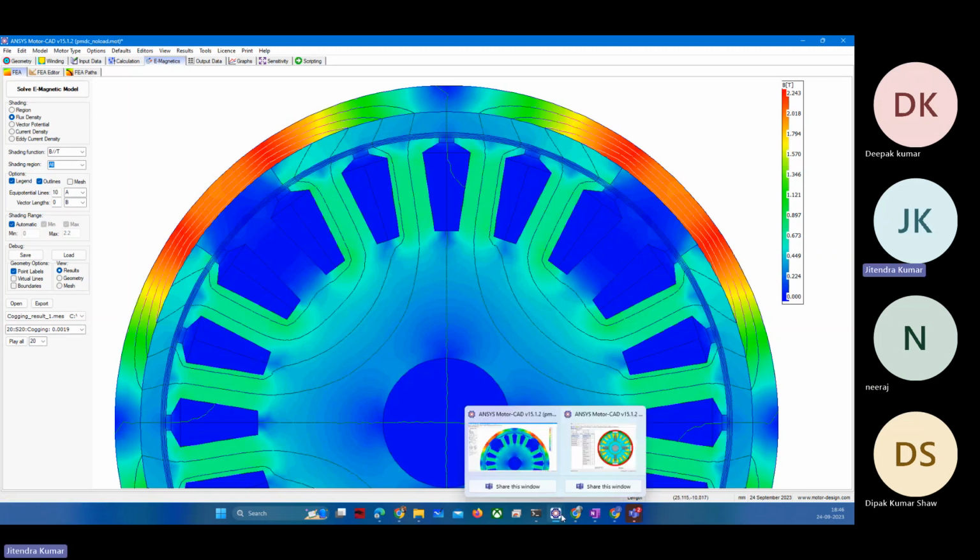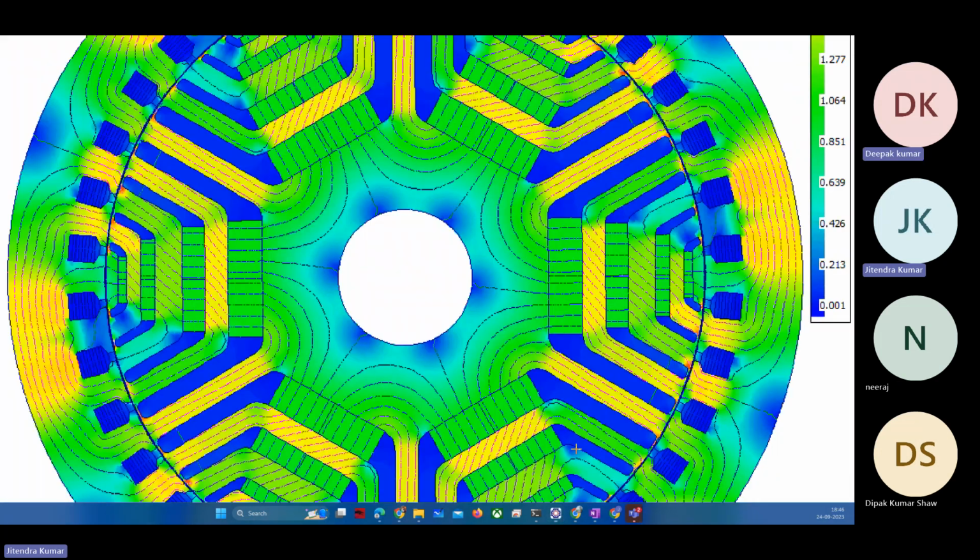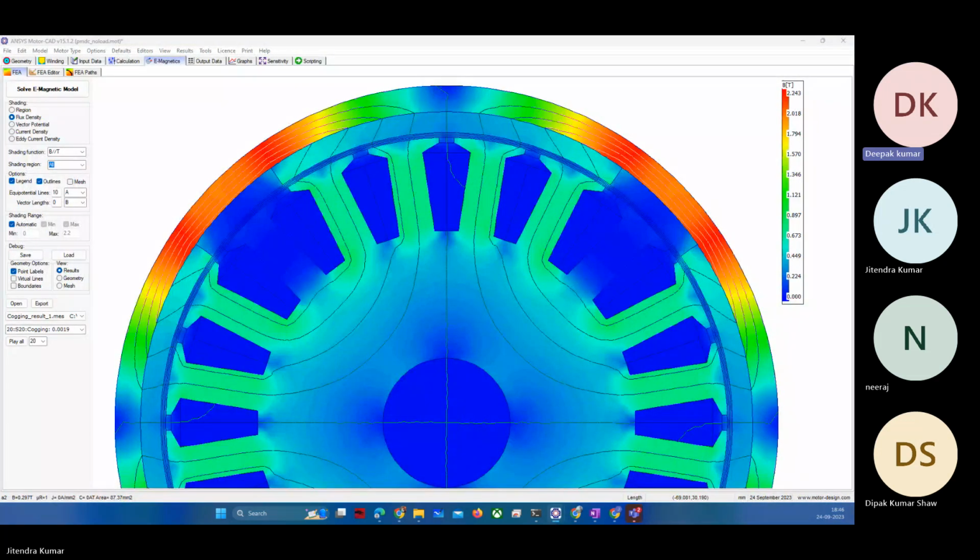So let me bring back the armature reaction. Sir, if this core goes into saturation mode, then what will happen? It will produce losses. Yeah, it will create huge losses, no? Sir, how?